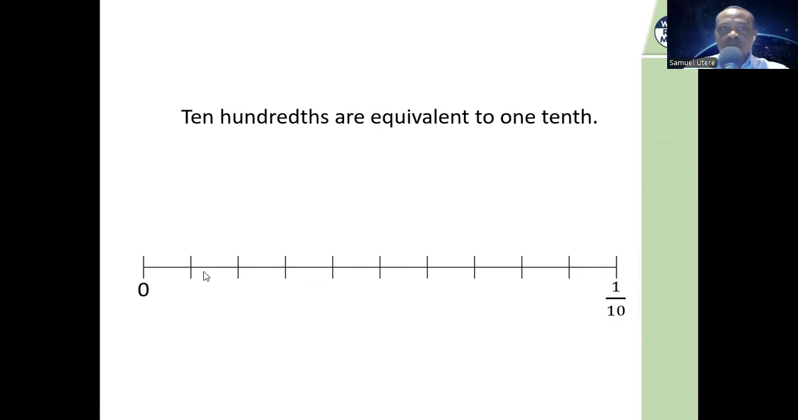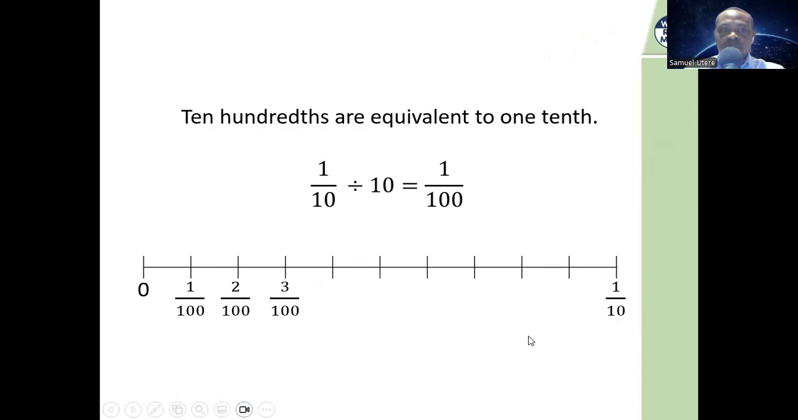Now, at this stage, you're going to use your knowledge of the fact that 10 hundredths are equivalent to 1 tenth. And here we have 1 tenth. So it means here we're going to be having 100ths, 200ths, so on and so forth. And that is what we get. So that will be 100th, 200th, and so on and so forth.